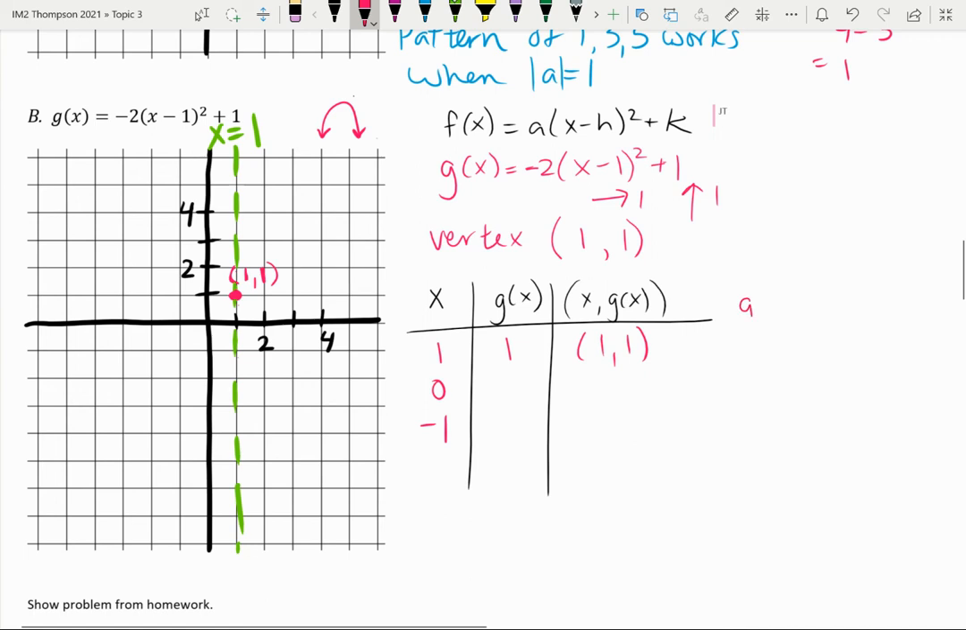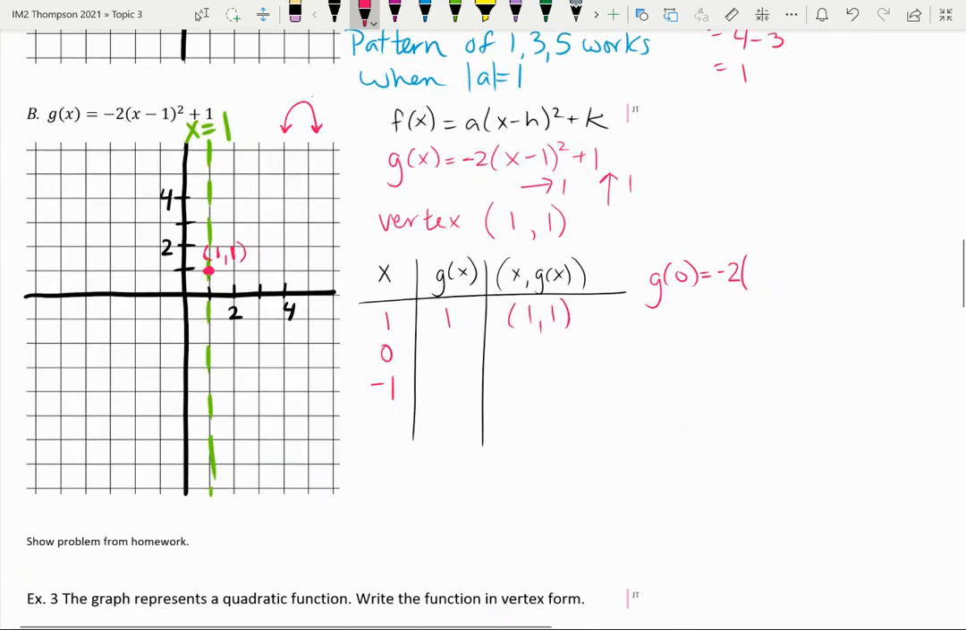Okay. So if I plug in 0, what does that look like? g of 0 equals 0 minus 1 quantity squared plus 1. Zero minus 1 gives me a negative 1 squared. Oh, I'm plugging in, yeah, that's right. Order of operations: I have to do exponents first. So negative 1 squared gives me negative 1 times negative 1, which is positive 1. And I get an output of negative 1.